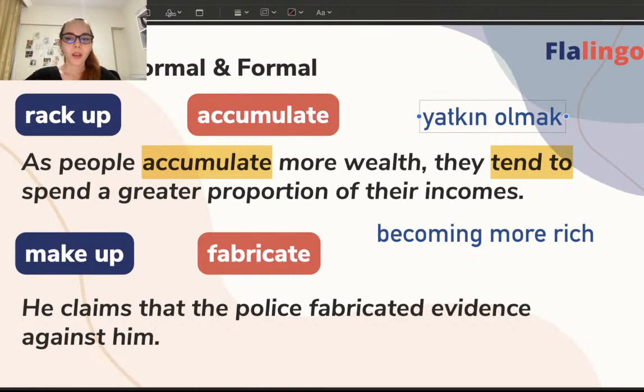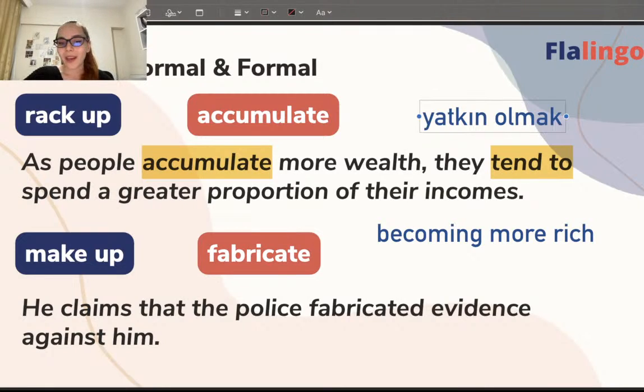All right. And greater proportion of their incomes. There are lots of formal words, but I'm only focusing on the highlighted parts because those will be the most important. If you have any other questions, you can always ask.